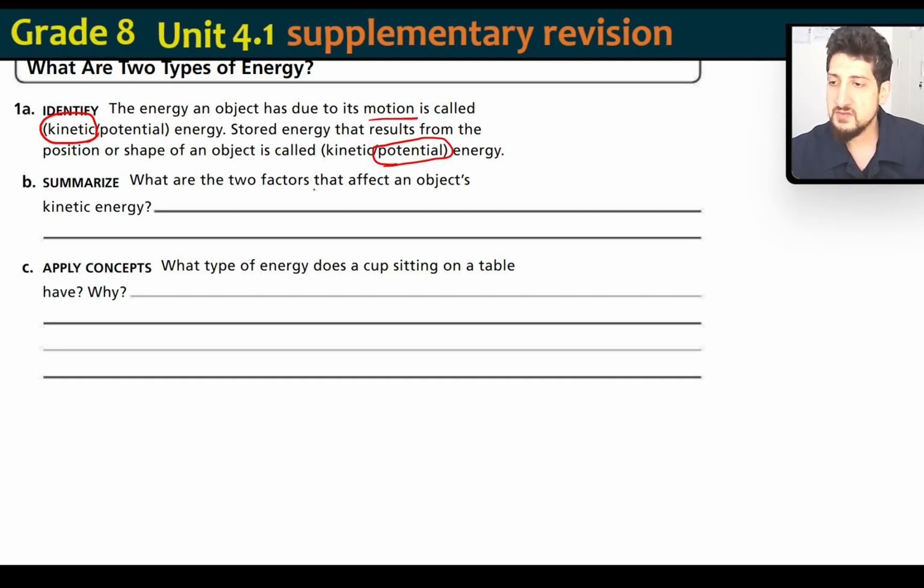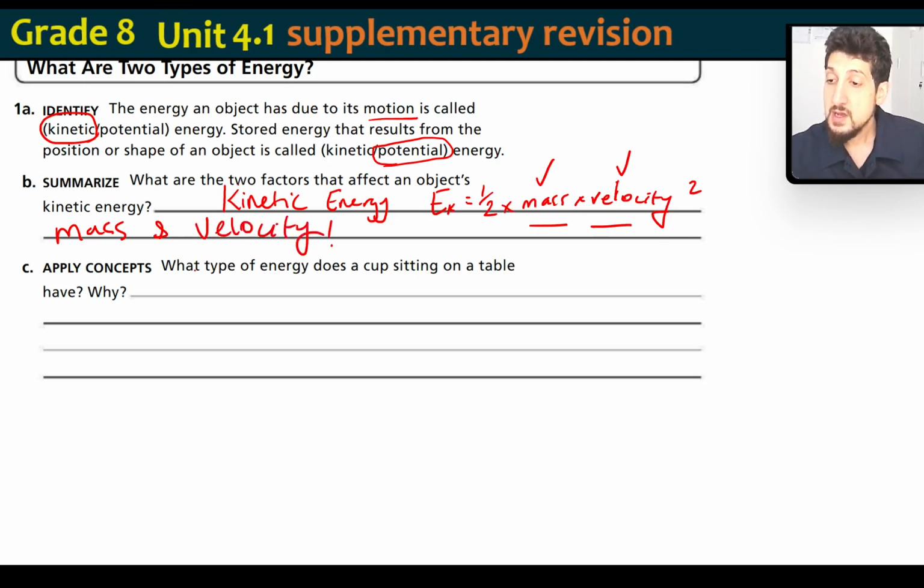What are the two factors that affect an object's kinetic energy? Well, kinetic energy, as we know, here we go, kinetic energy, or also, as I like to write it, energy K, which means kinetic energy, is equal to half times the mass times velocity squared. So the two factors that affect it are mass and velocity. Mass and velocity. So if you just write mass and velocity, that's correct.